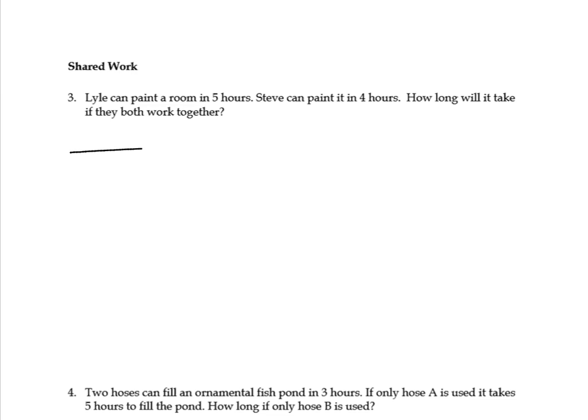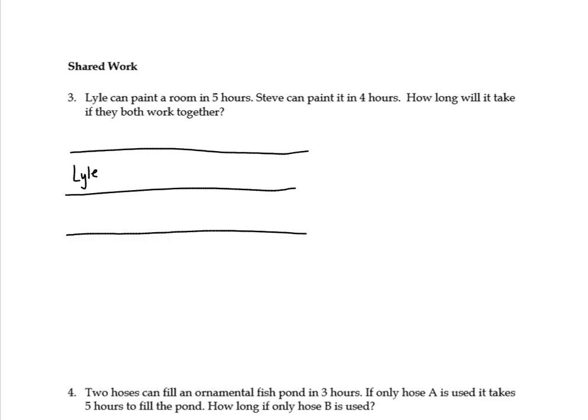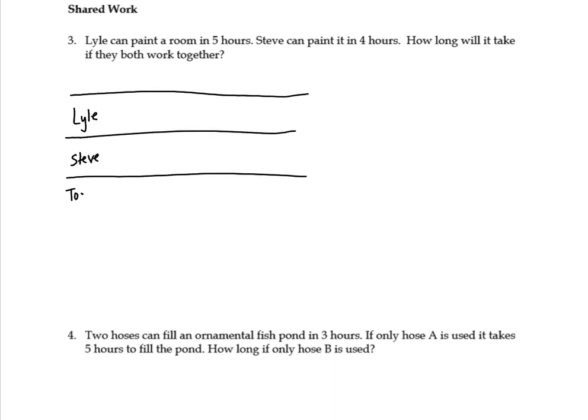So we have 3 situations. We have Lyle is the first situation. Second situation would be Steve. And the last one would be together, them both. Okay, we're going to set up our charts the exact same every time. Okay, the first category would be time to complete individually.